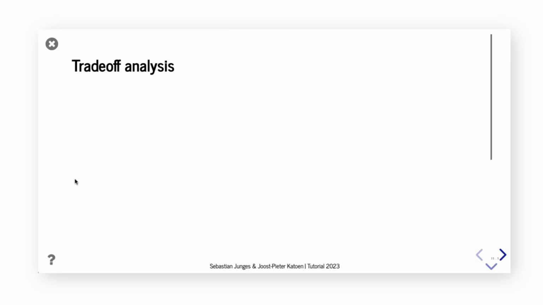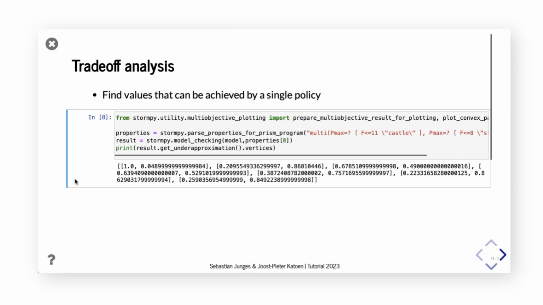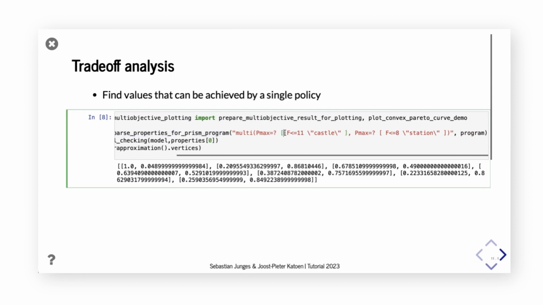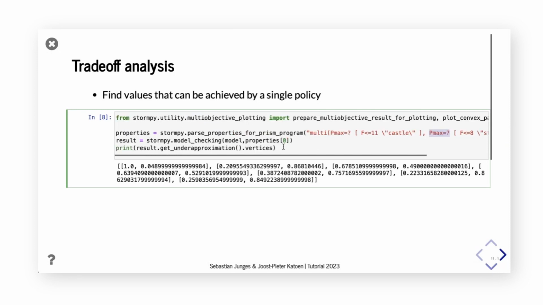I want to show you one thing in the trade-off analysis, and then after the break, towards the end of the presentation, we'll do a thing where you really see the benefits of programmatic access. So here we're now using a utility for multi-objective plotting. What are we doing? We're providing a property, and this property says: what's the maximal probability to reach the castle within 11 steps as a trade-off. So this is a multi-objective query, also considering what is the maximum probability to reach the station within 8 steps. You can model check that.